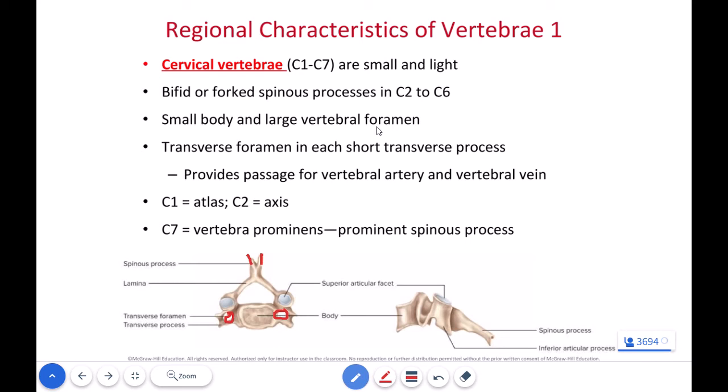The cervical vertebrae are going to be numbered from top or from superior to inferior. So C1 will be the most superior. C2 is the second most superior. And as we look at those, C1 is referred to as the atlas. C2 is referred to as the axis.